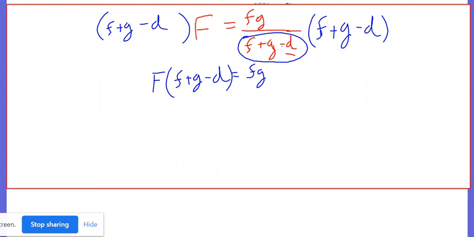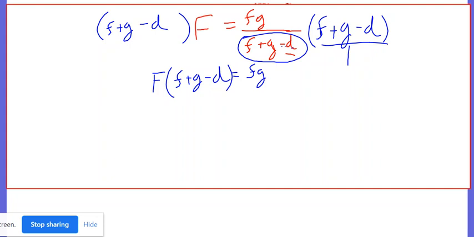Excuse me? Well, since you're multiplying two variables together, wouldn't it be like fg squared or... So we're multiplying, actually, by... No, this is a great question. So we're multiplying by small f plus g minus d over 1. So notice how the original small f plus g minus d is in the denominator, right?